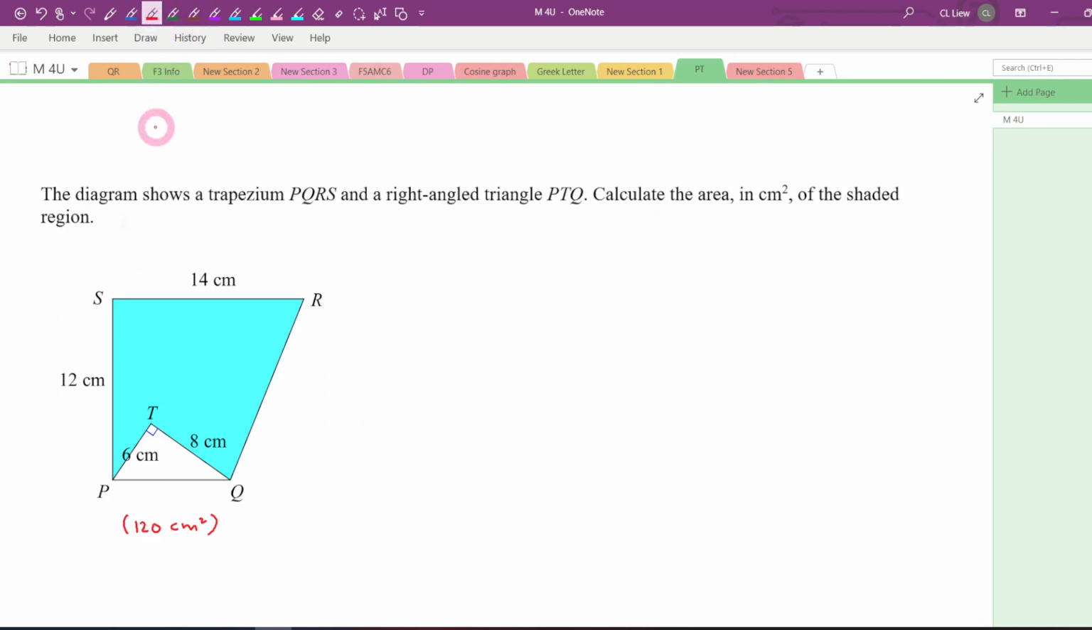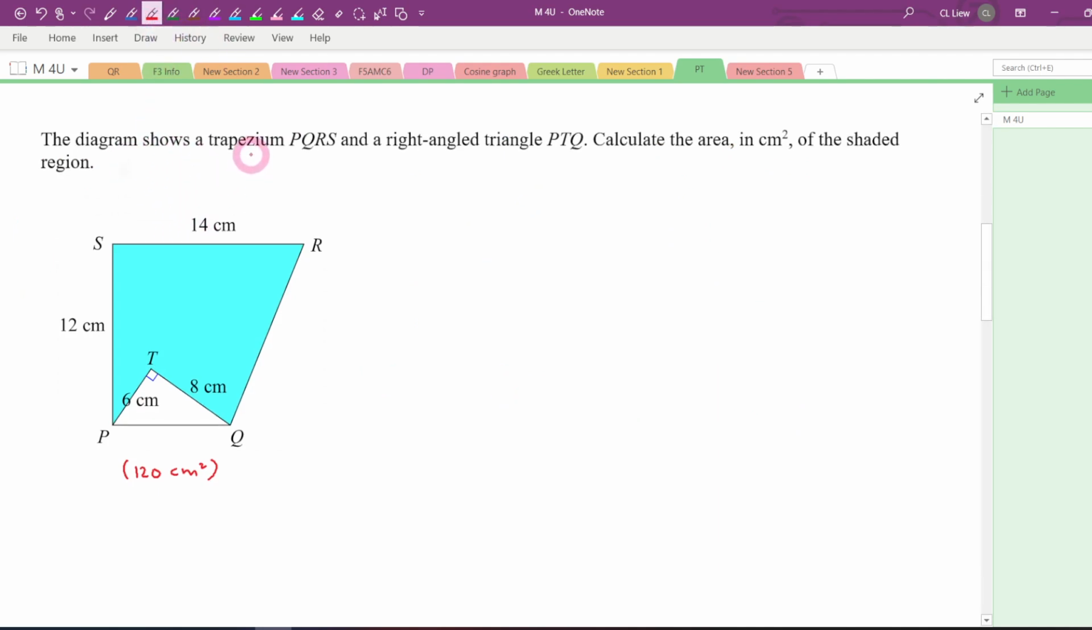Let's try another question. The diagram shows a trapezium PQRS. So this is PQRS. This is a trapezium. Okay, here right angle, here right angle. Calculate the area in square centimeter of the shaded region.